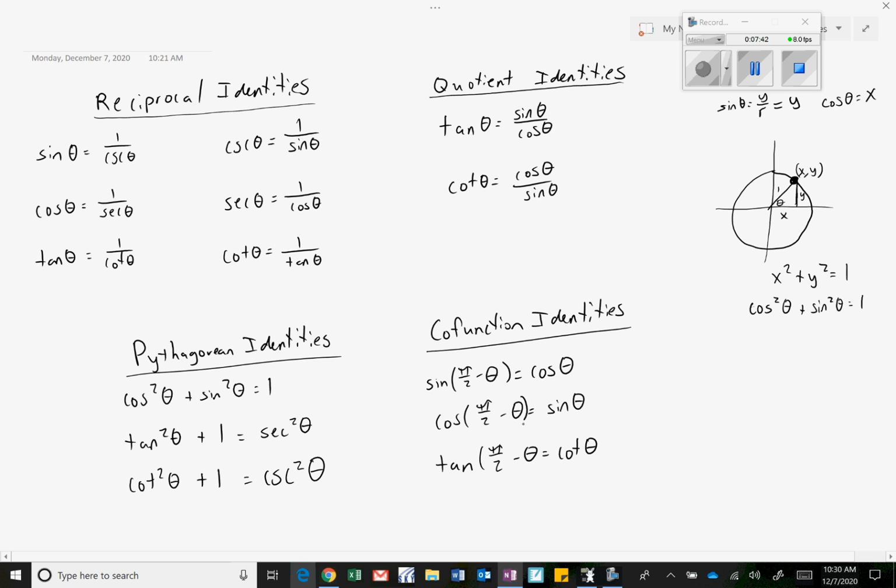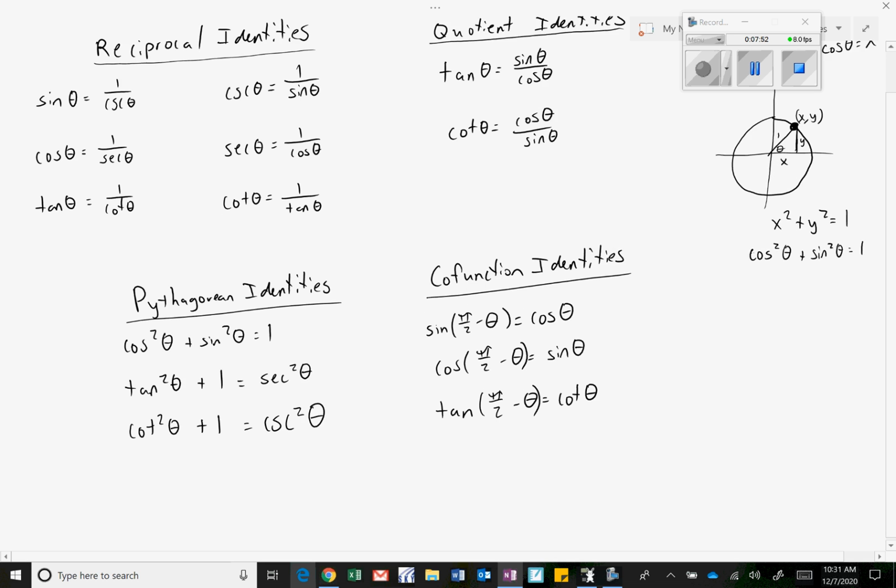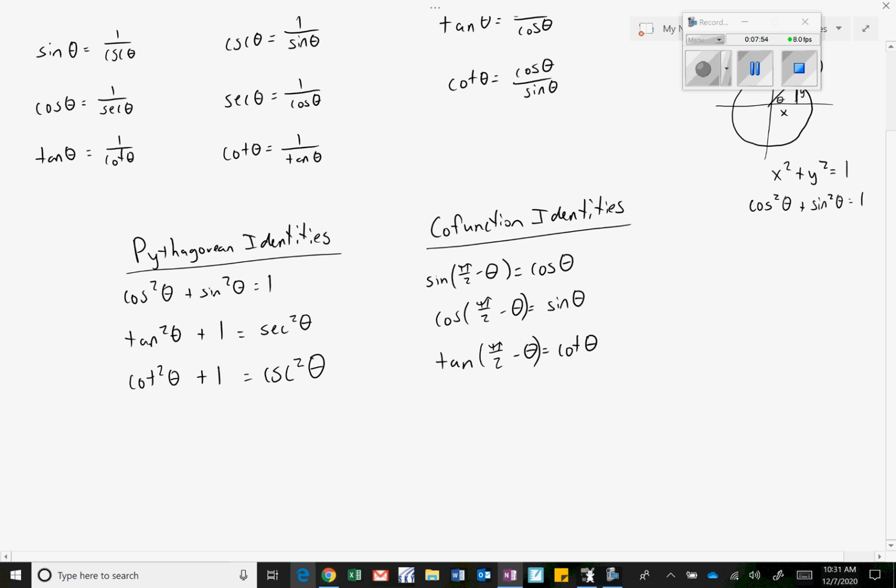Whoops, I forgot some parentheses here. All right, so right now I have 4 different sets of identities. I'm going to go ahead and do one more. This last one's not too bad. I'm going to call this the negative angle identities.